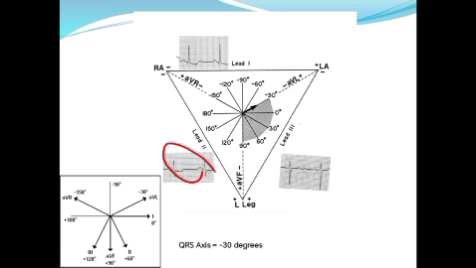And then we see which lead lies 90° away from this lead. Here 90°, yeah, definitely it will be AVL, which is on -30. Now here the QRS axis is -30. It is simple like that. It is -30.